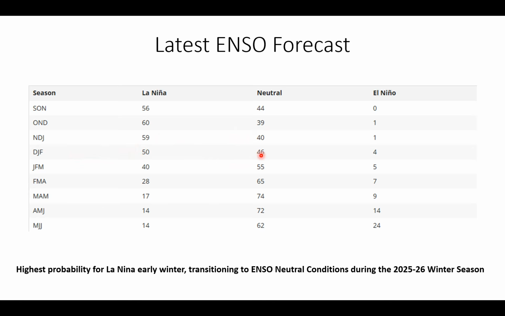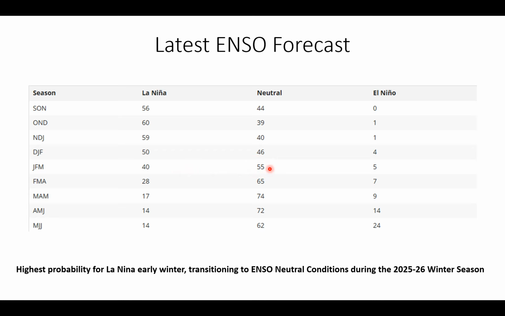But then we go to December, January, and February. Again, look at how close the La Nina probability and the ENSO neutral probability are now becoming. 50% chance of La Nina and a 46% chance for neutral. That's not far off. And then finally, look at January, February, March. There's a 40% chance of La Nina, and now there's a 55% chance for ENSO neutral conditions.